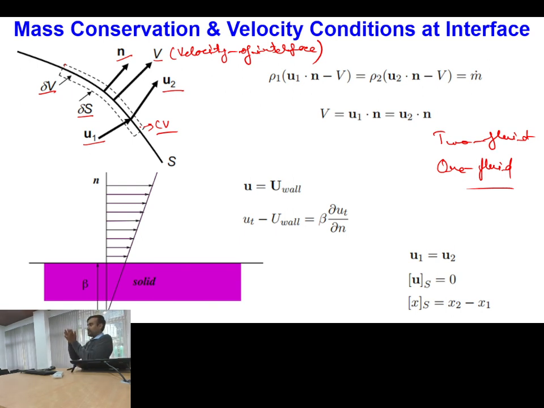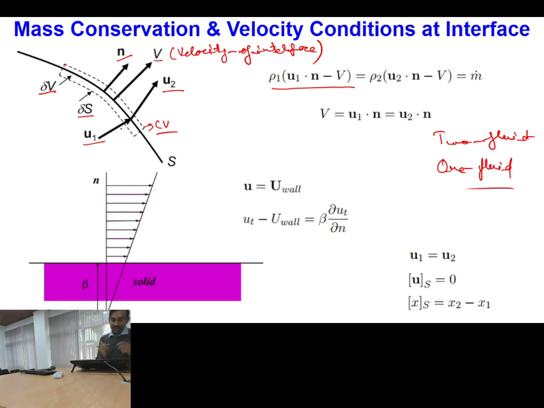If the thickness of the interfacial control volume is small, what is the meaning of this? The control volume will not store any mass. Okay, so whatever mass flows in from the left-hand side has to be equal to the mass outflow of this control volume.